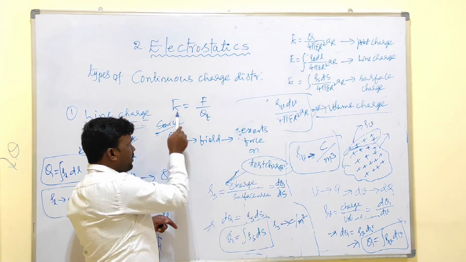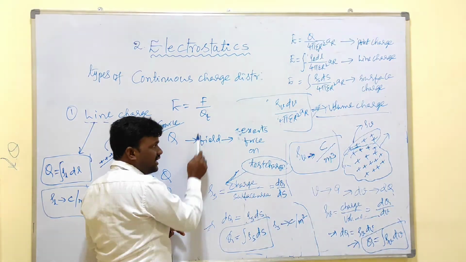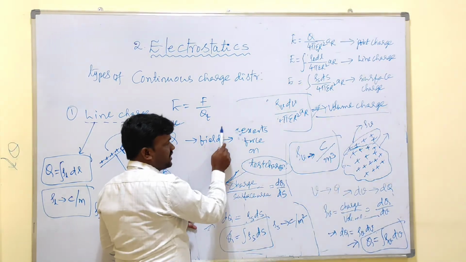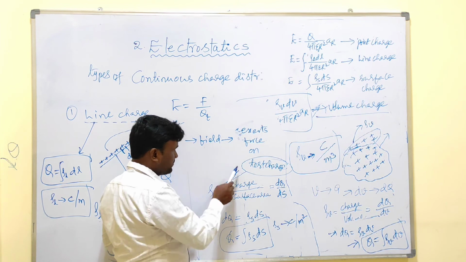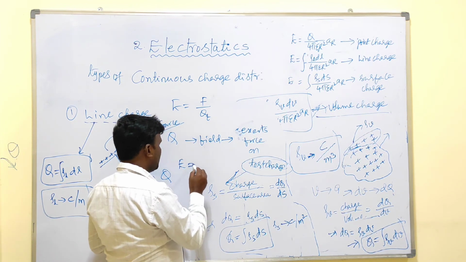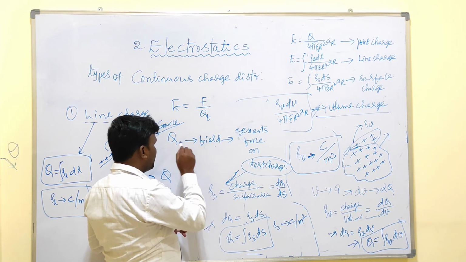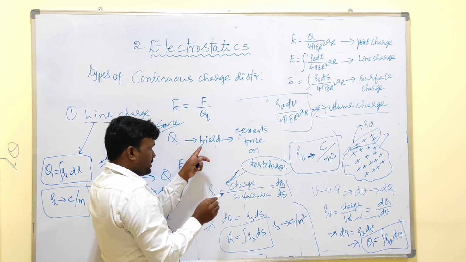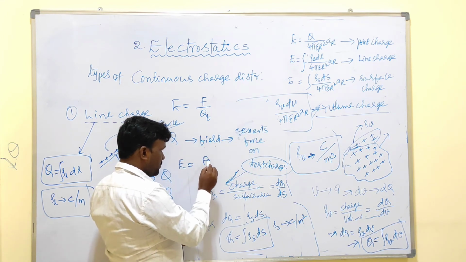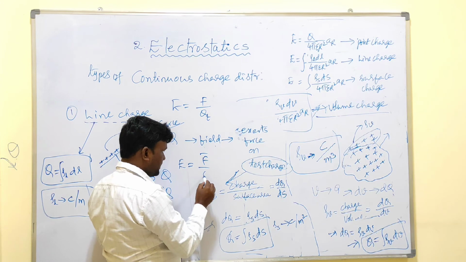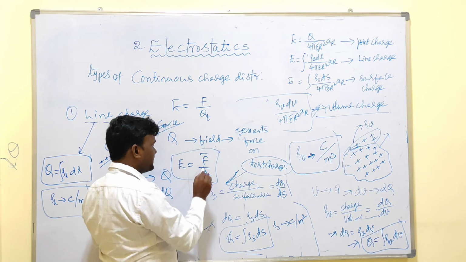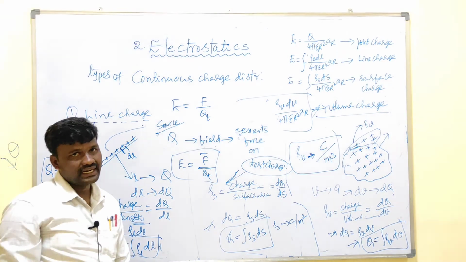In this case our source generates a field. This field exerts force on the test charge. So that's why we can define the strength of this field due to this one. That's why this field generates force on the test charge, that is Qt. So electric field intensity is defined as force per unit test charge.